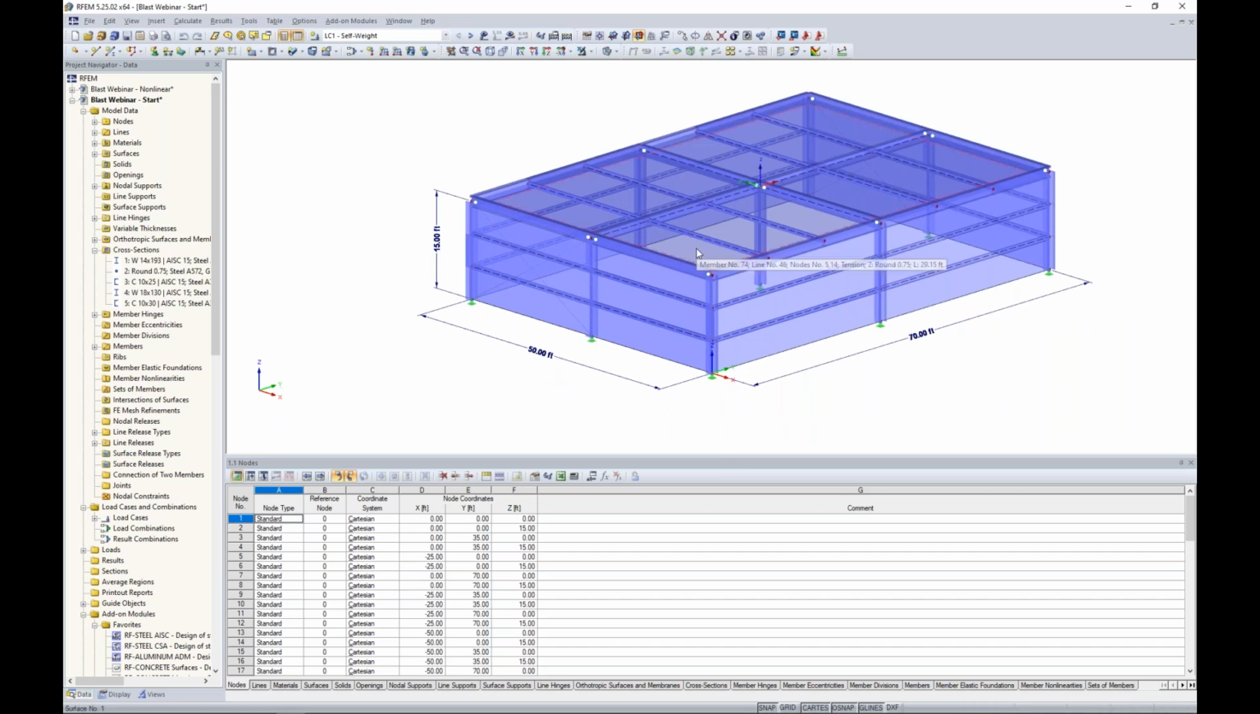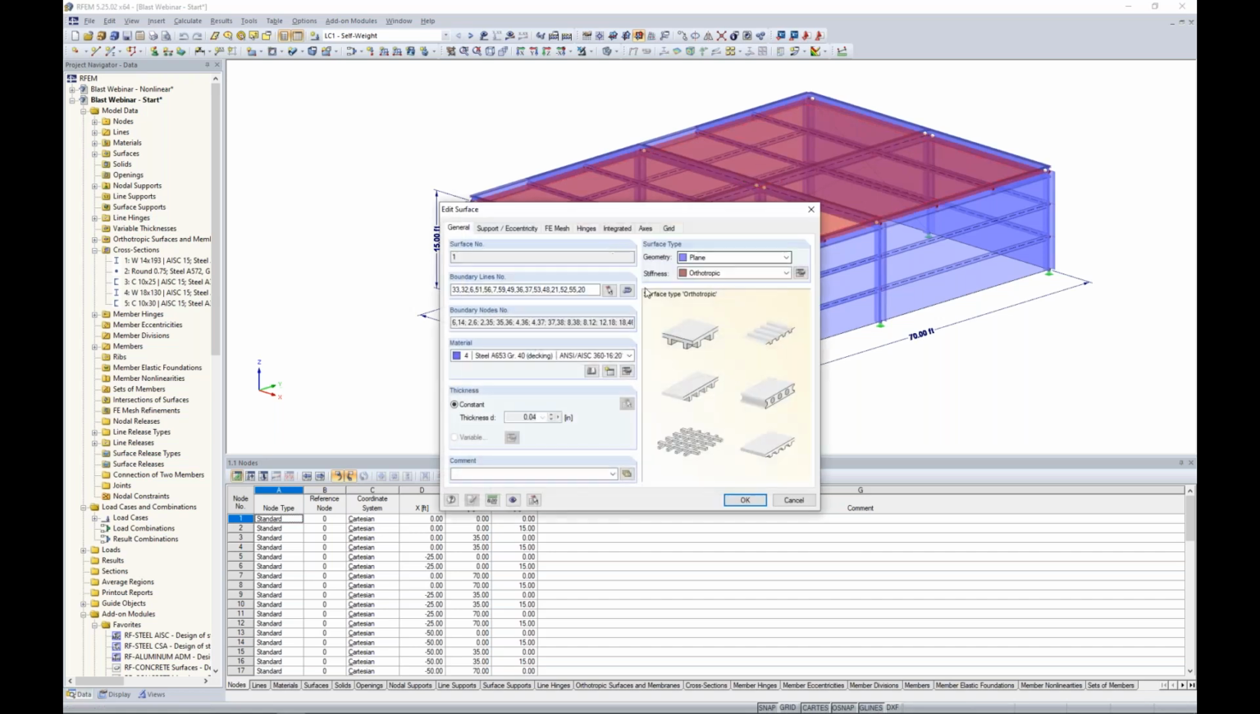Now, looking at the surfaces, for both the roof and the walls, what I went ahead and modeled here are orthotropic stiffness surfaces.